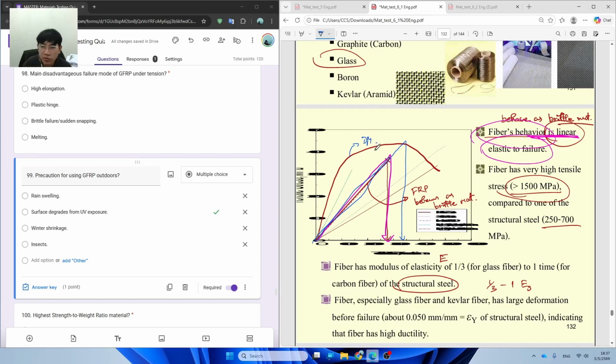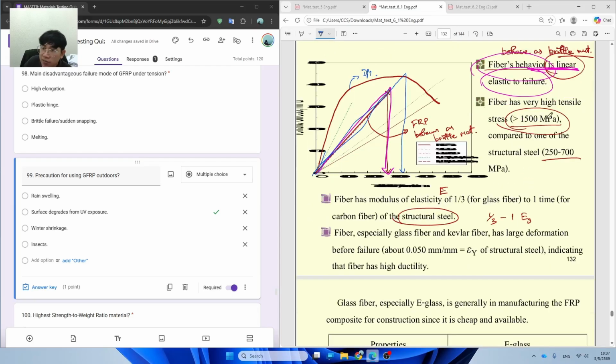For ductile material, it's going to curve like this, similar to concrete. You're going to curve like this, go up and go down. But for the FRP, it's going to behave linearly like this. After that, it's going to fail. It can reach up to 1,500 megapascal in tensile. Compared to the steel, it can go up to.